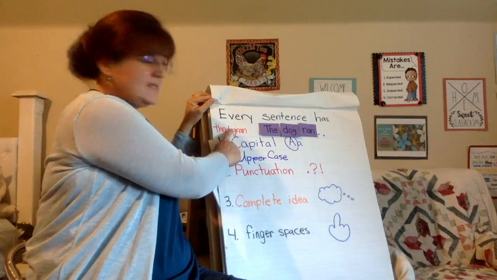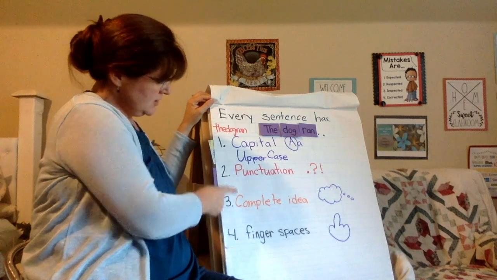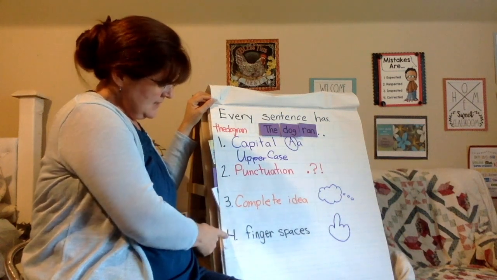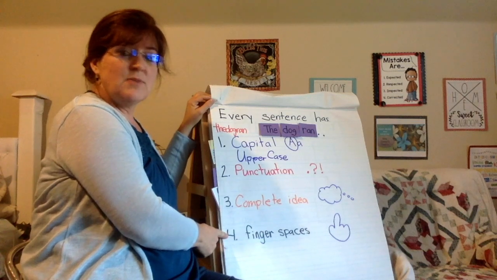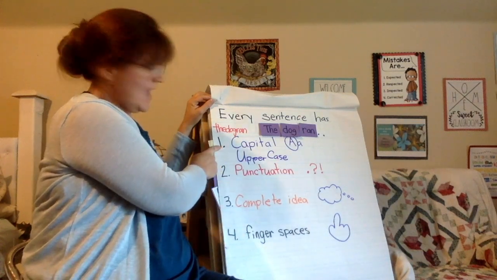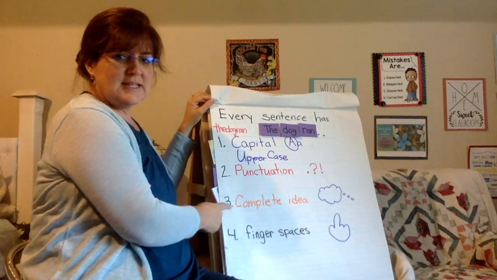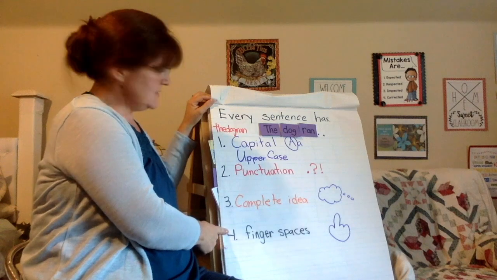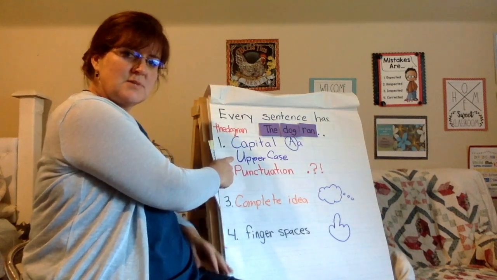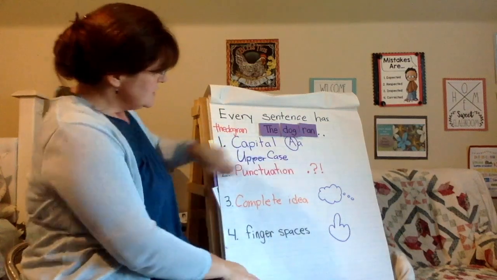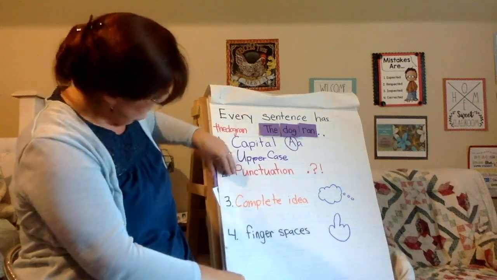So remember, every sentence is going to need these things: a capital letter, punctuation, a complete idea, and finger spaces. Let's do it one more time, and this time say it with me. It has a capital letter, punctuation, a complete idea, and finger spaces. Another word we can use for capital is uppercase. Sometimes we might see it referred to that way. So the same letter can be called capital letter or an uppercase letter.